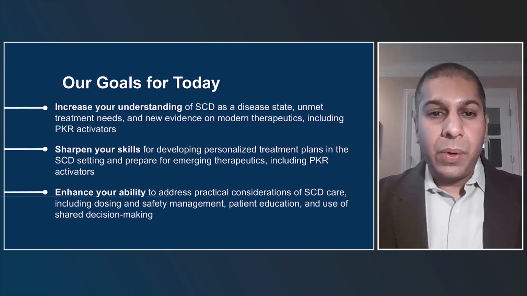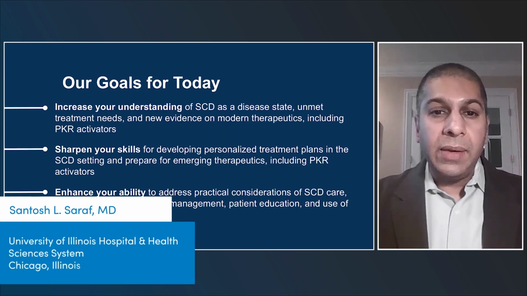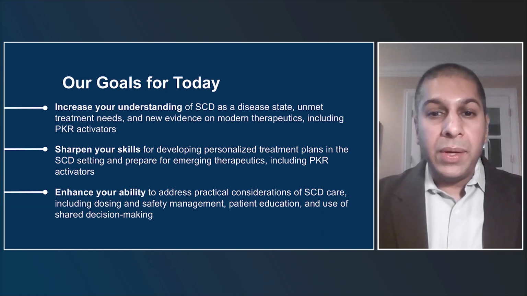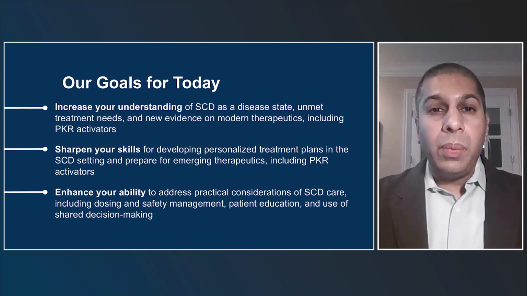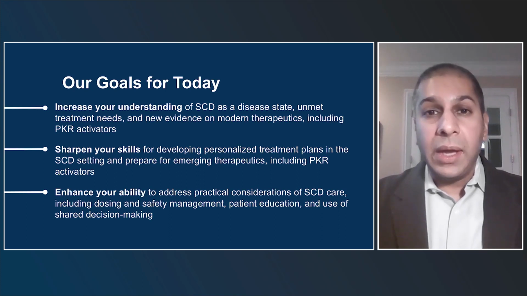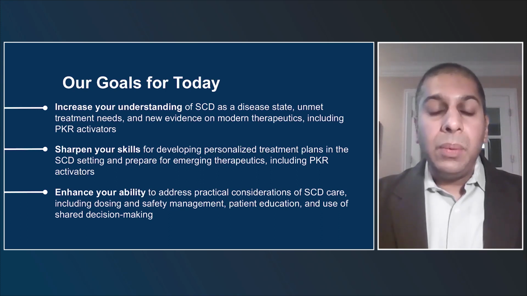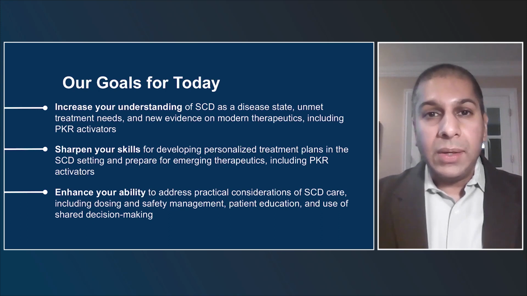The goals of this program will be to increase your understanding of sickle cell disease as a disease state, the unmet treatment needs, and new evidence on modern therapeutics, including gene therapy and PKR activators. We will also sharpen your skills for developing personalized treatment plans in the sickle cell disease setting and prepare for emerging therapeutics, including PKR activators. And we will enhance your ability to address practical considerations of sickle cell disease care.